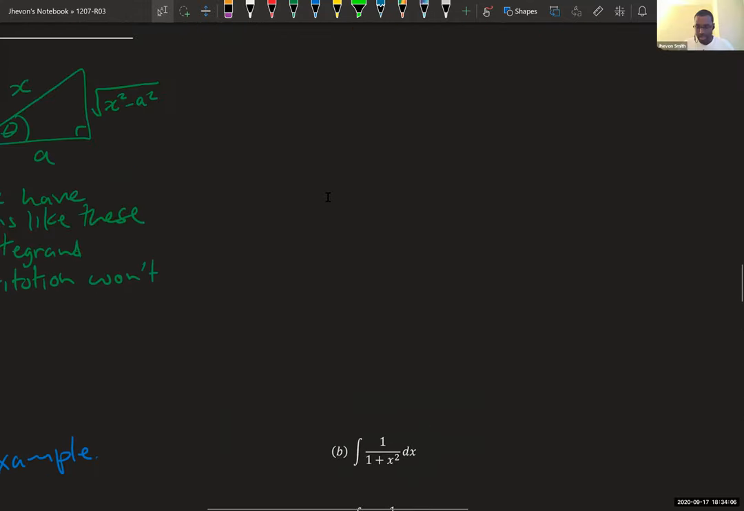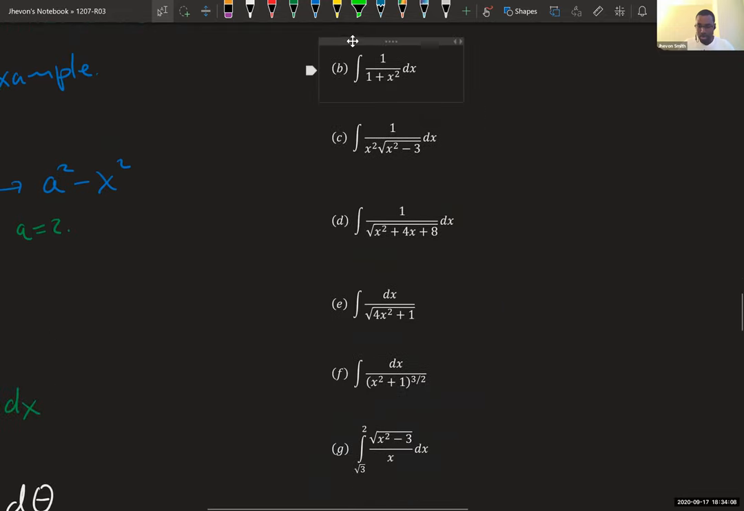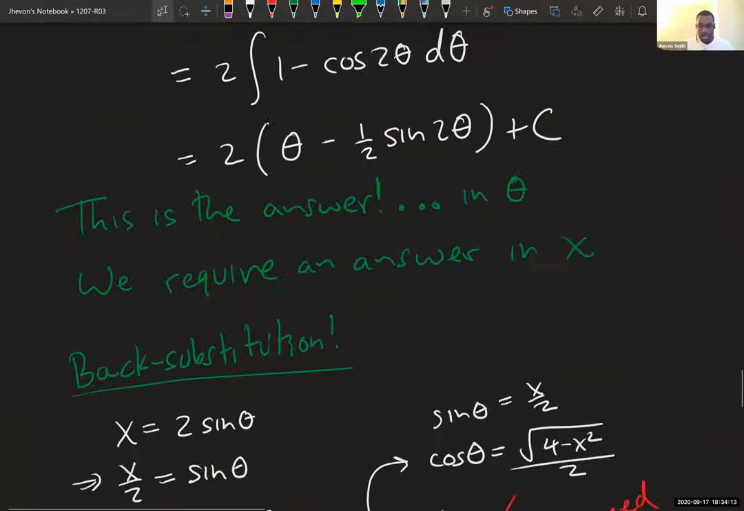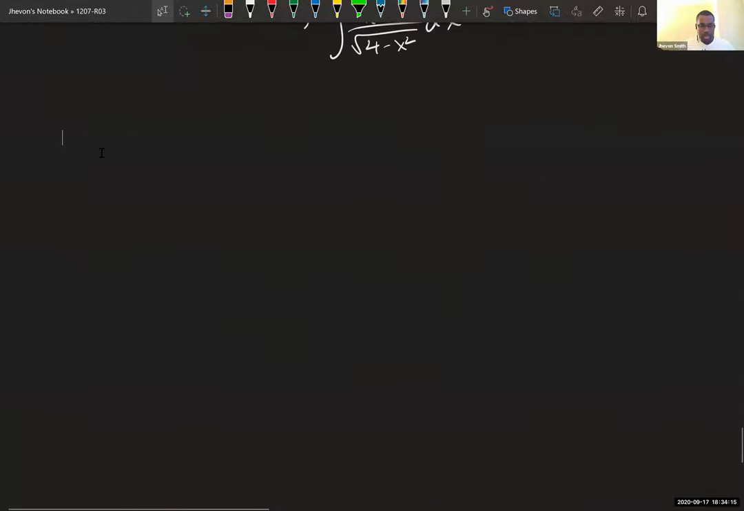Whew. All right. Now we're going to do a bunch more examples. Let's look at this one. Now this one is something that you should have memorized. At least, I don't know. When I taught Calc 1, I had them memorize it. You might, I don't know. It depends on where you came from. Does anyone know what this is?